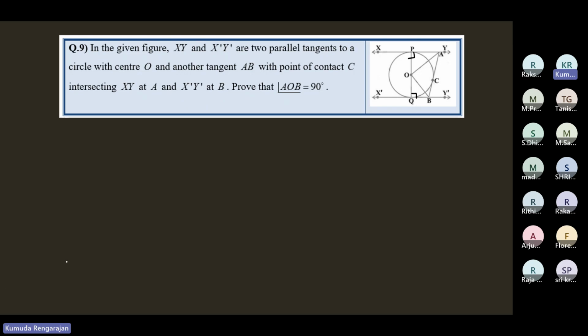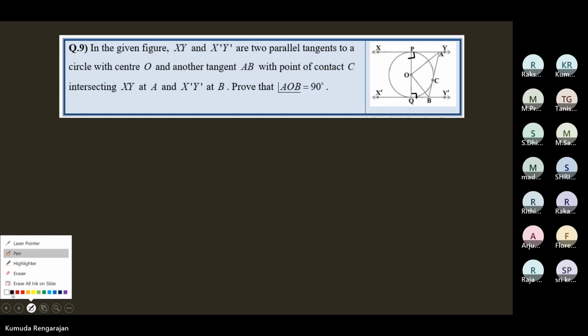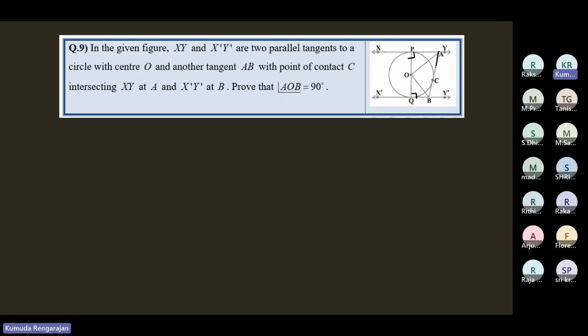In the given figure, XY and X dash Y dash are two parallel tangents to a circle with center O and another tangent AB, with point of contact C, intersecting XY at A and X dash Y dash at B. Prove that angle AOB is equal to 90 degrees. This angle is 90 degrees.